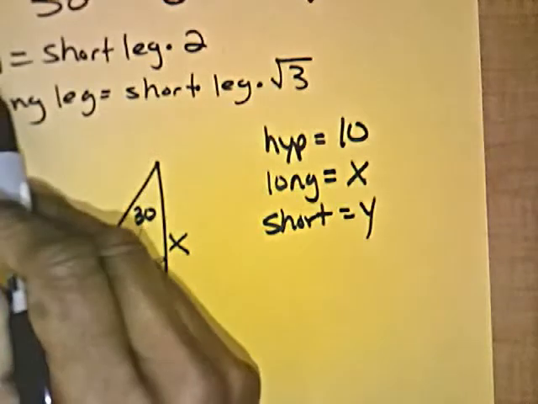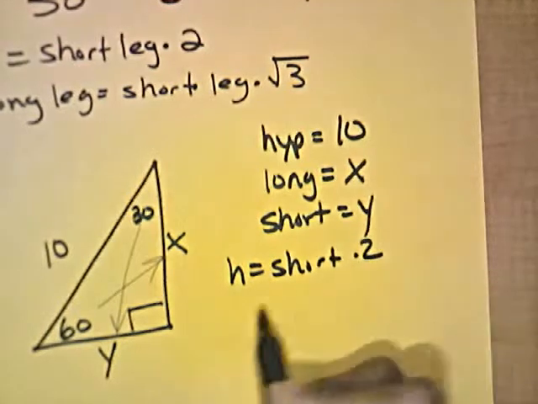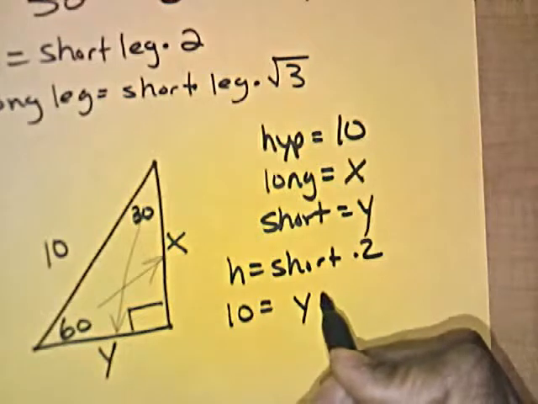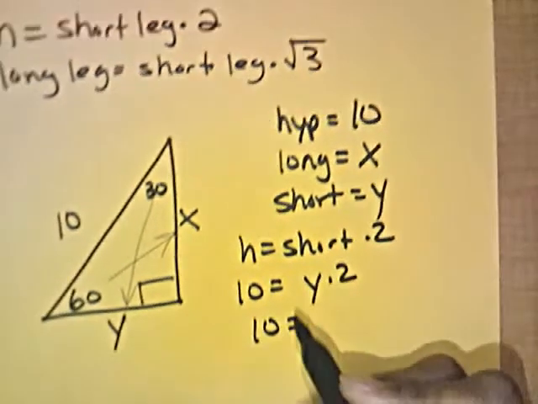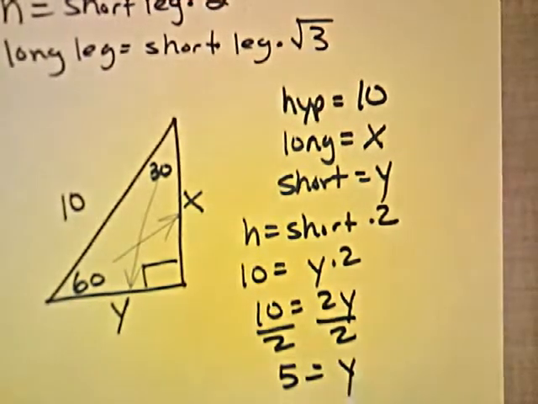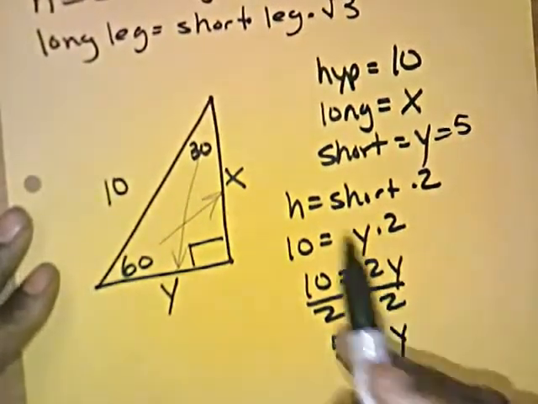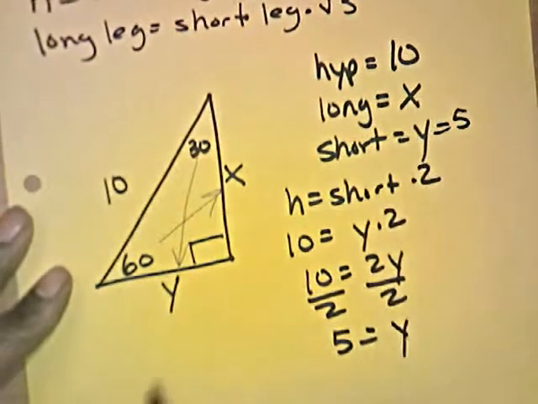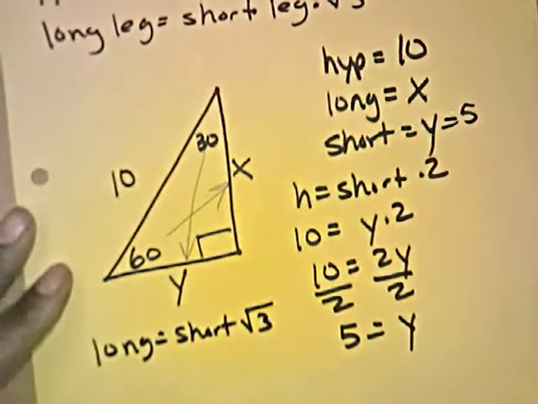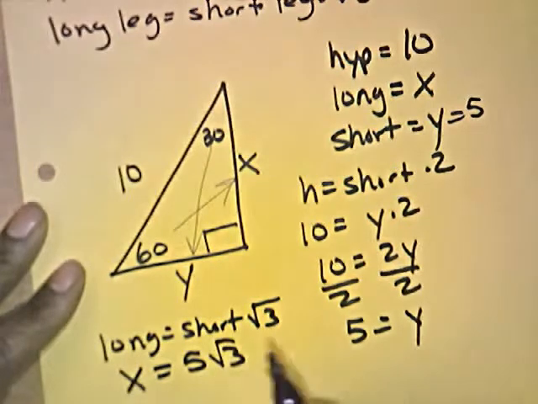So let's plug and chug. H equals short times 2. H is 10 equals short, y, times 2. 10 is equal to 2y. Divide both sides by 2. 5 is equal to y. Okay? And then I can use my next one to find the long one. Long is equal to short times the square root of 3. Long is x. Short is 5, so x is 5 square root of 3. And that's it.